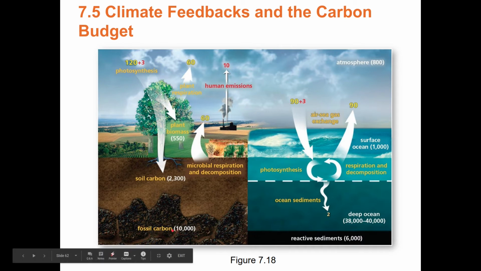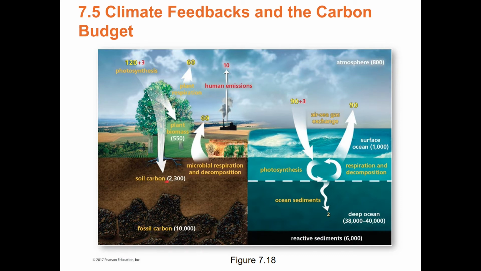So 10,000 gigatons stored in plants, 6,000 gigatons stored in sediments in the ocean, 40,000 stored in the ocean, 8,000 gigatons of carbon in the atmosphere, 2,300 gigatons in soil. Some of this is in permafrost. And so when the permafrost thaws and microorganisms break down this carbon, it gets released to the atmosphere. So this 60 gigatons could potentially increase dramatically. I think there would be 3 times as much carbon stored in the soil as there is in the atmosphere.